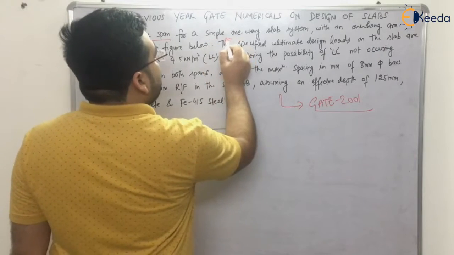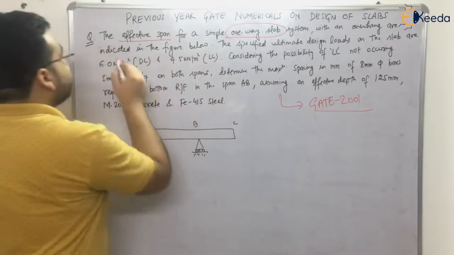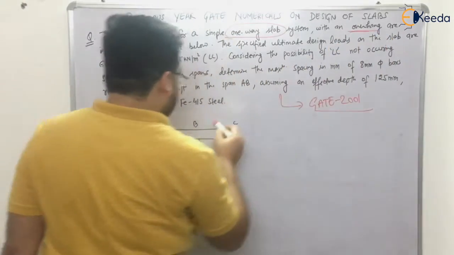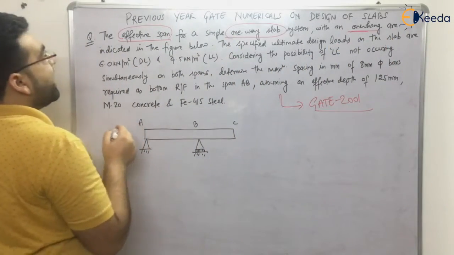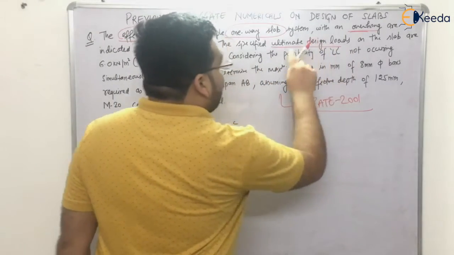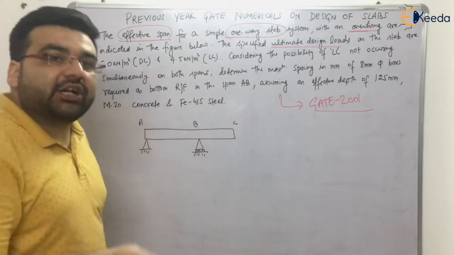for a simple one-way slab system with an overhang, so an overhang is also there, as indicated in the figure below. The specified ultimate design load. So ultimate design load means the factored loads, right?